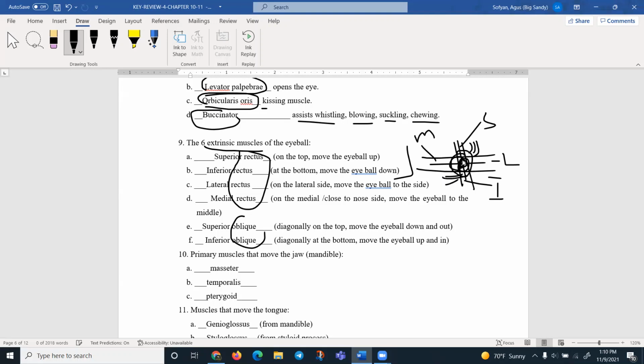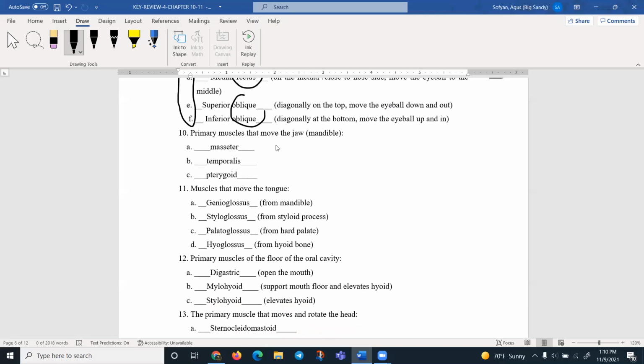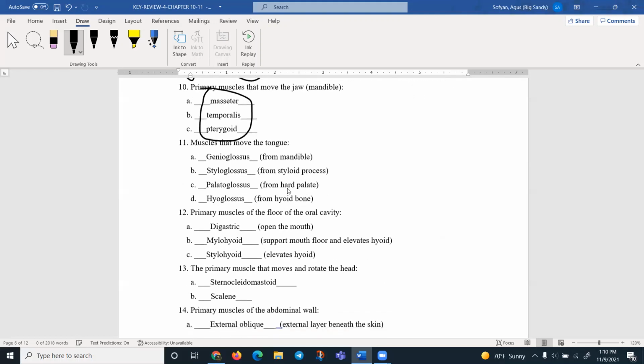Okay, and this also will move the eyeball. Okay, so 6 eyeball muscles, the muscles that move the eyeball. The ones that move the mandible, the lower jaw: masseter, temporalis, and pterygoid.